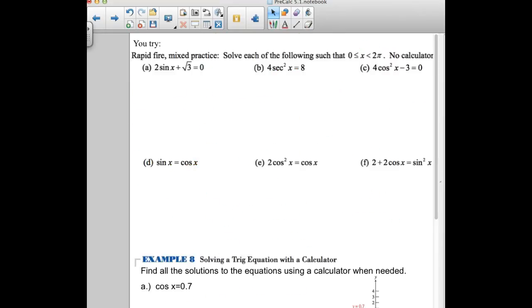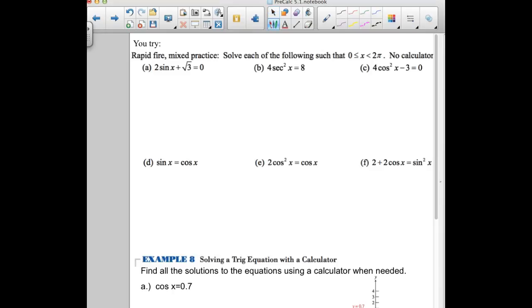All right, the next set is kind of a mixture of things. It says solve each of the following such that our angle is between 0 and 2 pi. Do this without a calculator, but you will be referencing your unit circle. All right, so the first one says 2 sine x plus √3 equals 0.